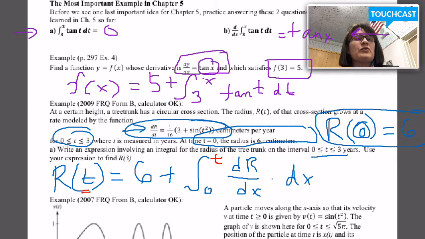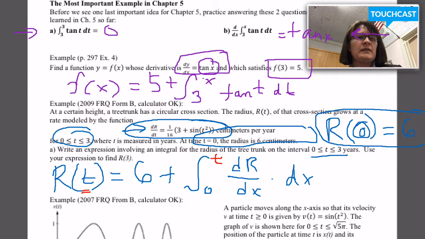If you found the derivative of r with respect to t, you would be taking the derivative of this expression. The derivative of 6 is 0, so it doesn't matter. The derivative of this integral, well, the dx's cancel, and I'm finding dr. So it would be whatever dr/dt is, but with a t plugged back in. And you could imagine plugging in 0 for t. The value of that integral becomes 0, and the final answer, r of 0, would be 6.